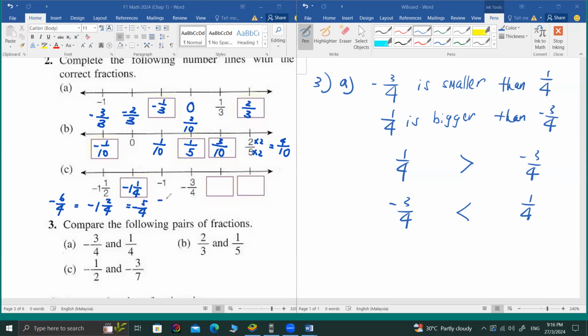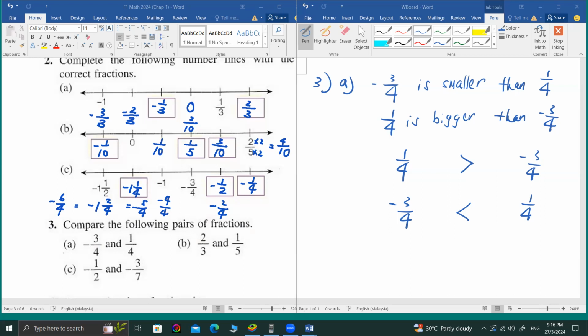-5/4. -4/4. Okay. -3/4. -2/4. And -1/4. -2/4 still can be simplified. Got it? So you write this way, to the simplest form. You make them to the same denominator, then only you write down to the simplest form.